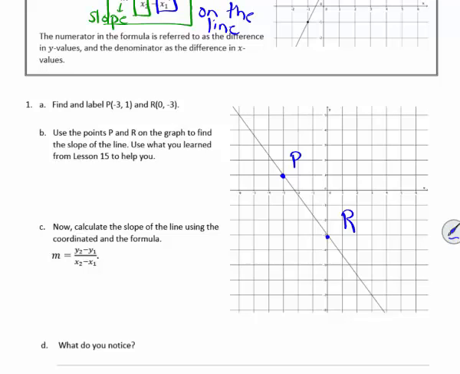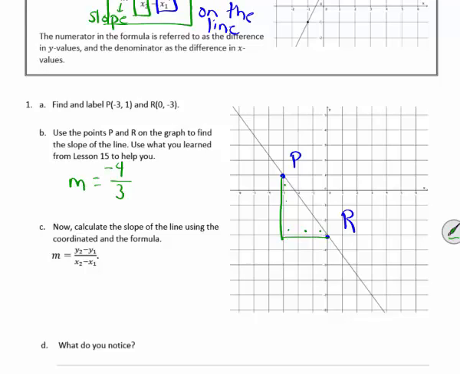So to get from P to R, remember it's always up, down, and then left or right. So we're going down, and we went down 1, 2, 3, 4. And since it's going down, that's a negative. And then we went over 1, 2, 3. So -4 over 3. Okay, M equals slope.